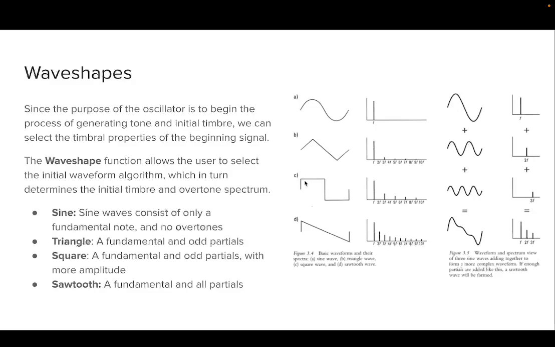The third wave is the square wave, which is fundamental plus more overtones, more volume from the same overtones as the triangle wave. It sounds even brighter. And then finally, the sawtooth wave gives you the fundamental plus all the possible overtones, which is the brightest of all. When starting a process of synthesizing a sound, we can choose the beginning timbre to be pure or extremely bright, depending on what kind of sound we want to generate.